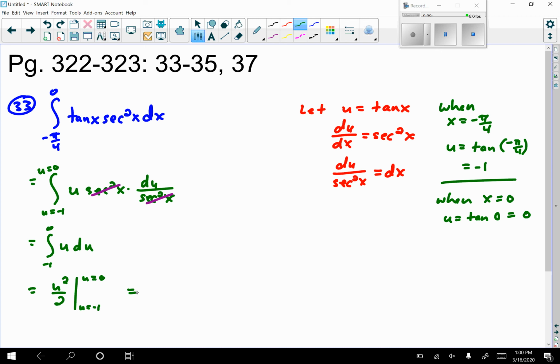And at this point, I don't have to bring back in the tangent x. I just start with the 0. So 0 squared over 2 is just 0, minus negative 1 squared over 2, which is positive 1/2. So this is giving me negative 1/2. So again, this different method could be a little bit of a time saver.